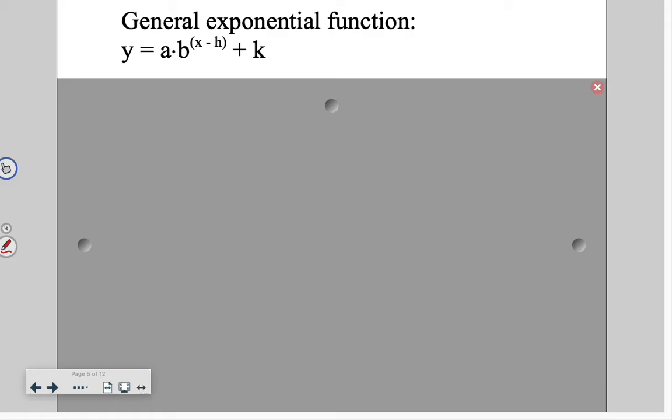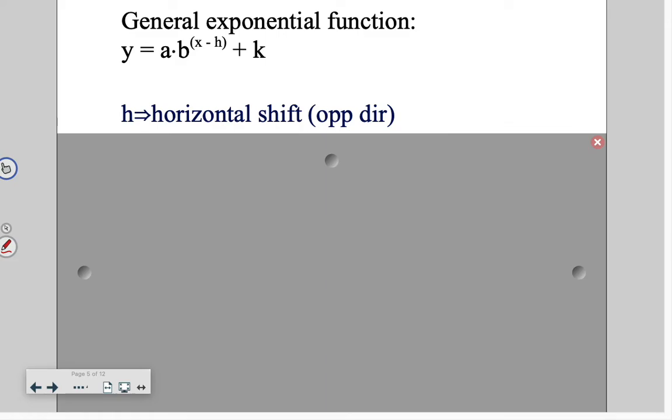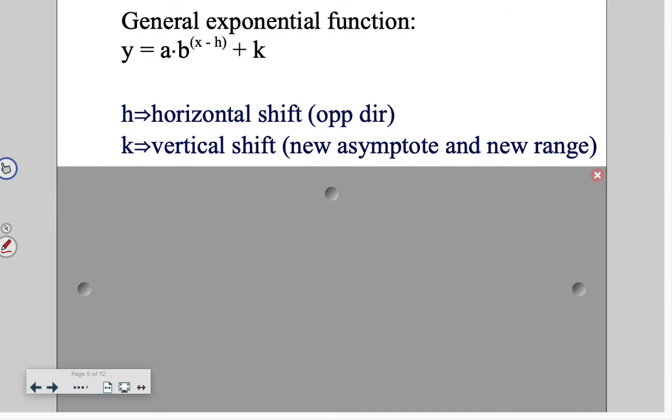k in there. Reminder, h is your horizontal shift, but in the opposite direction of what it looks like. Remember, anything horizontal is opposite of what you would think. K is your vertical shift. Take the whole graph and shift it up or down.